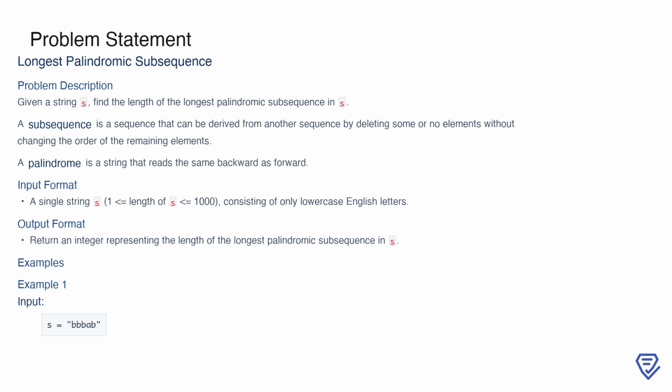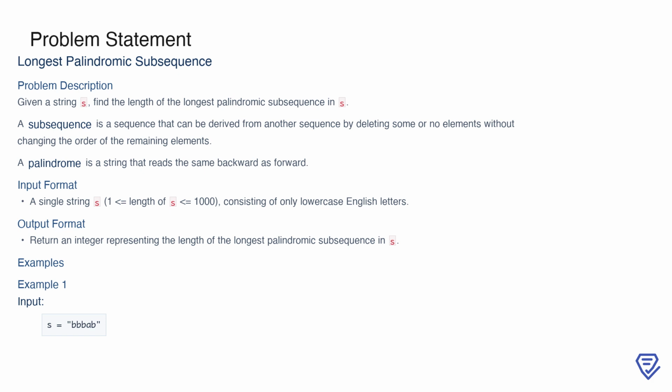A palindrome, on the other hand, is a sequence that reads the same backward as it does forward, such as Madam or Racecar. The input for this problem is a single string S consisting of only lowercase English letters, with a length ranging from 1 to 1000 characters. The output is an integer, representing the length of the longest palindromic subsequence in the string.